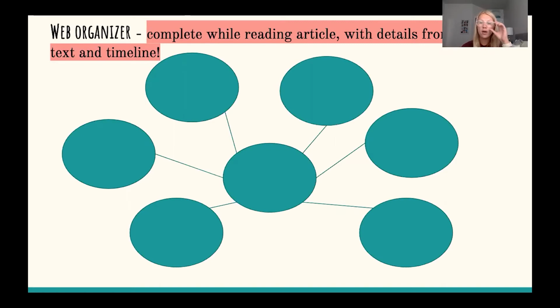And in your web organizer, I want you guys to write details from both the text and the timeline. So include details that you think are important from the text and details that you think are important from the timeline as well. And in the middle, you will put the title for the article that we are going to be reading.